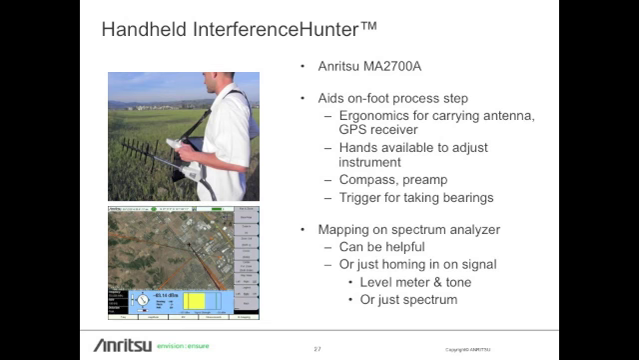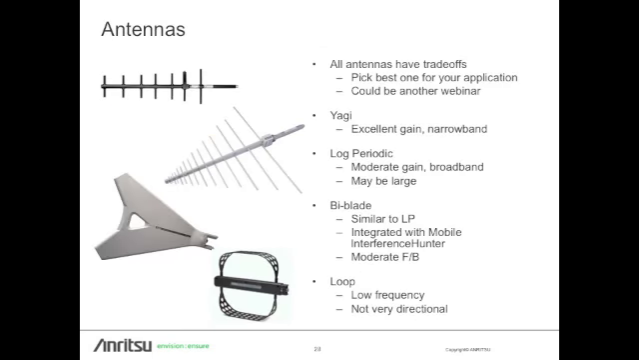Let's talk a little bit about antennas. There's actually a bunch of reference slides here for your future reference, but we'll just talk here a little bit. The key point here is that all antennas have trade-offs, so you have to pick the best one for your application. And we could do another webinar on this very topic. So there are 4 types of antenna listed here. This is not a comprehensive list, but it's a good overview of types that are commonly used for interference hunting.